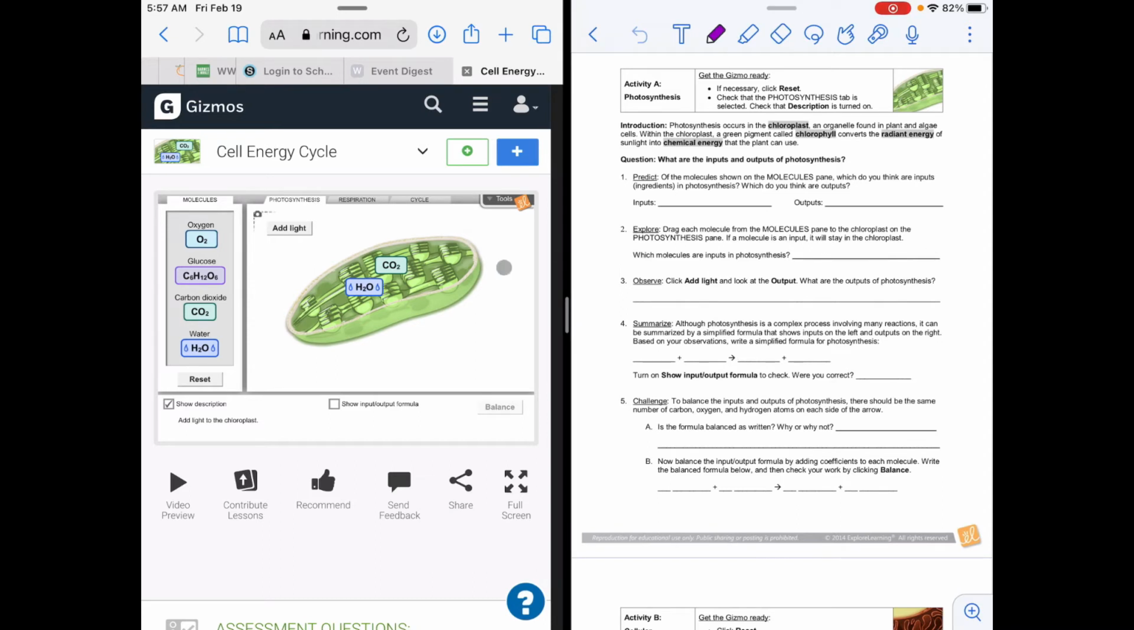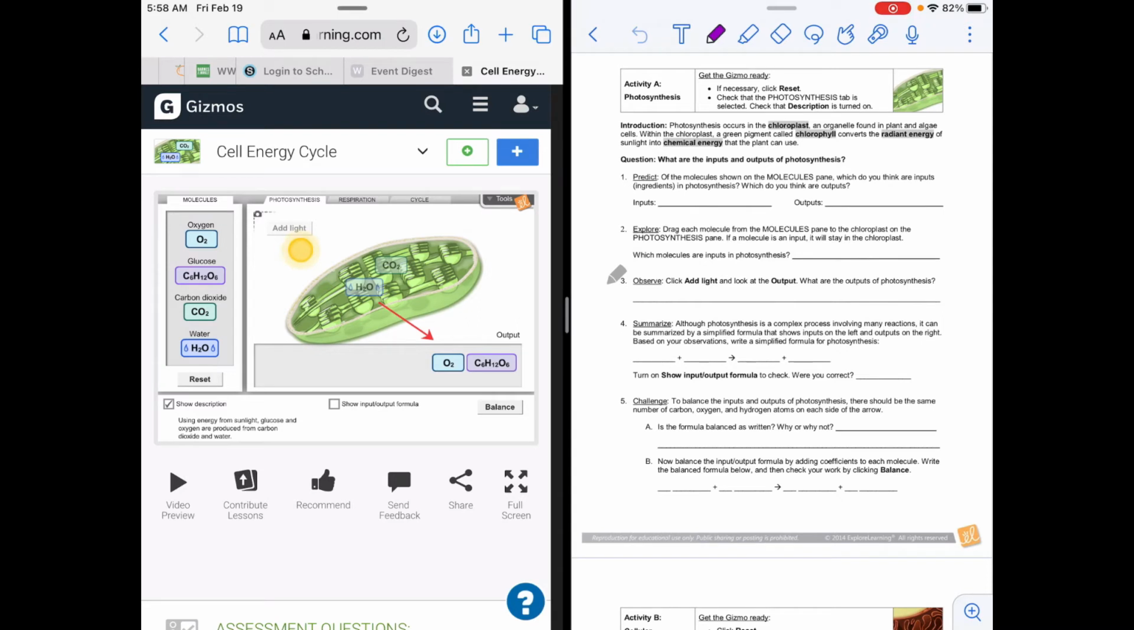Number 3 says, click Add Light and look at the output. What are the outputs of photosynthesis? So this button over here is Add Light. So if you click on that, or tap on it with your finger, we're going to add the light, and here it shows us the outputs. What are the outputs of photosynthesis? So you're going to write down what slid over here. We've got O2 and C6H12O6. So that would be oxygen and glucose. So that'd be your answer for number 3 here.